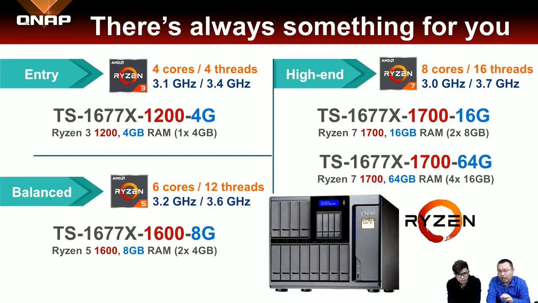And then on the high-end model, if you are after the best performance, definitely look at our 1677X model based on the Ryzen 7 1700 processor. This one has 8 cores of processing power, plus up to 16 threads for the computing power. The base frequency is 3 gigahertz, and it can boost up to 3.7 gigahertz. So all 3 different processors have at minimum 3 gigahertz. Yes, it's quite fast in the NAS segment.